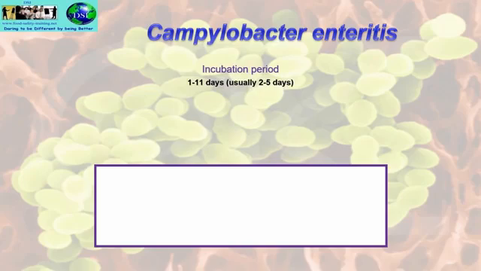So let's have a look at Campylobacter enteritis. The incubation period is 1 to 11 days, usually 2 to 5 days. So you can see for a start how different this is from food poisoning, because the incubation period tends to be longer. Duration of the illness, usually 1 to 7 days, so that's quite similar to food poisoning.